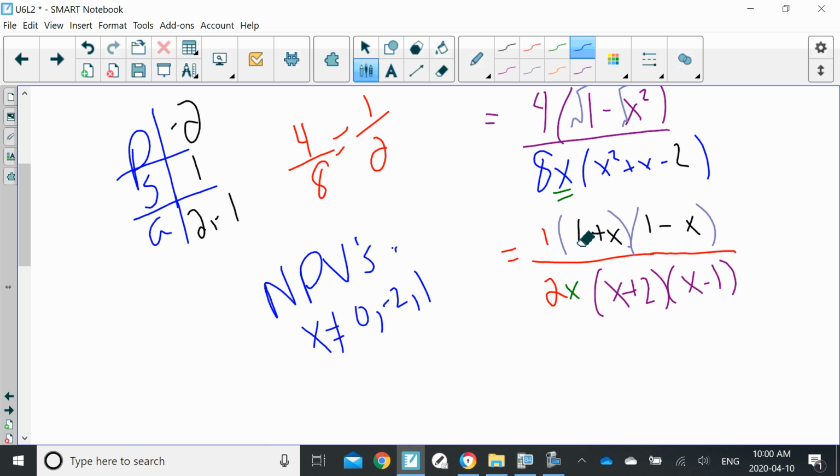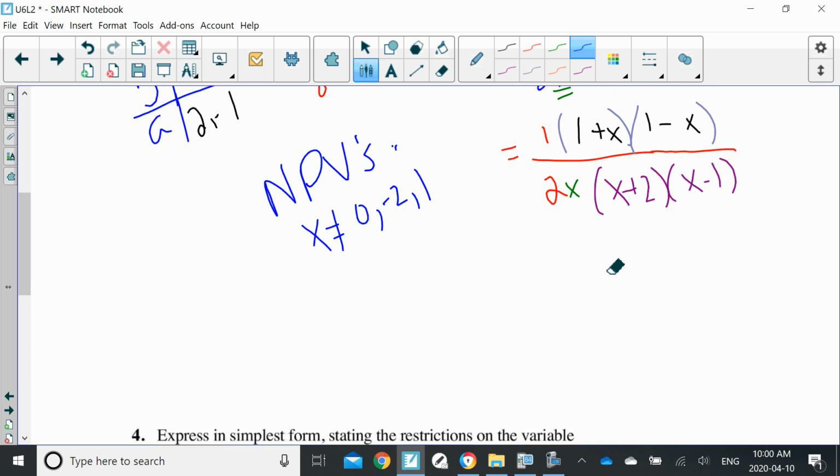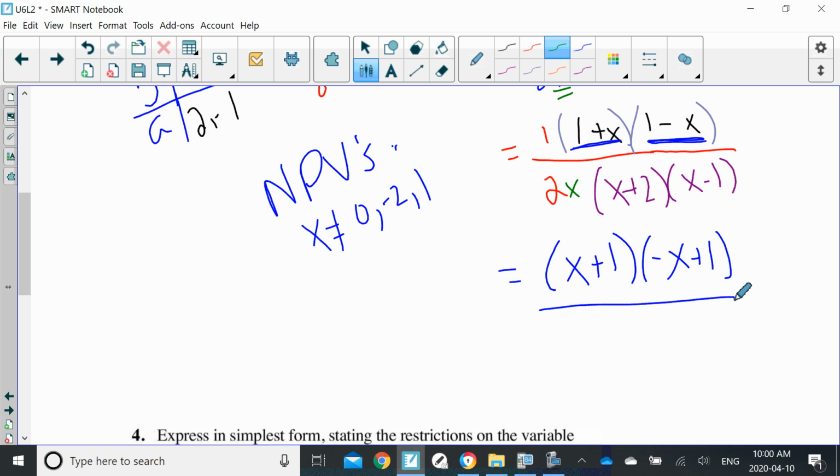So what I want you to do is rewrite each of these factors. Always write your factors to have the variable written first. If I rewrite that with the variable first, this 1 plus x becomes x plus 1. And this becomes negative x plus 1. All over 2x, x plus 2, x minus 1.